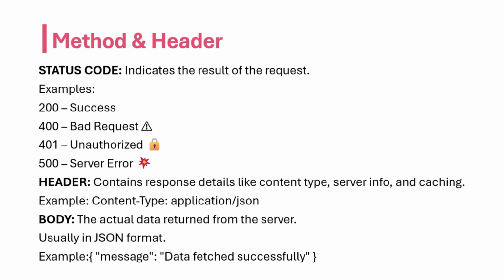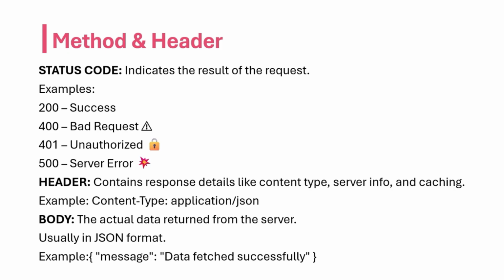It indicates the result of the request, that is whether it has succeeded or failed. For example, if it shows 200, then it's success; 400, then it's a bad request; 401, that we sometimes see on our mobile phone or when you open a website, means that it's an unauthorized request. Then 500 simply means that it is a server error.